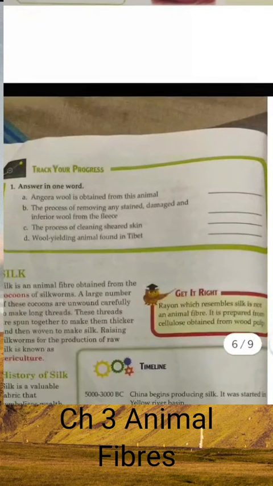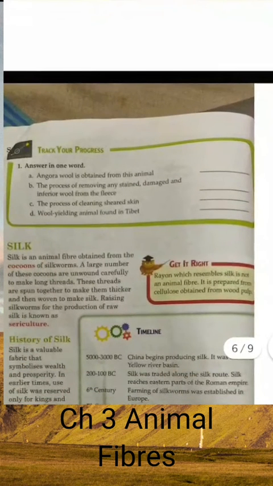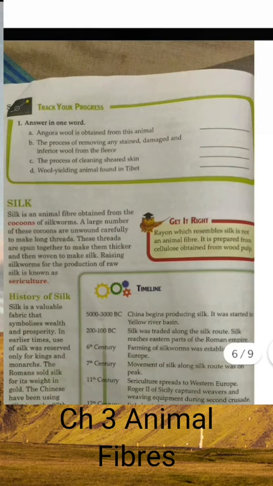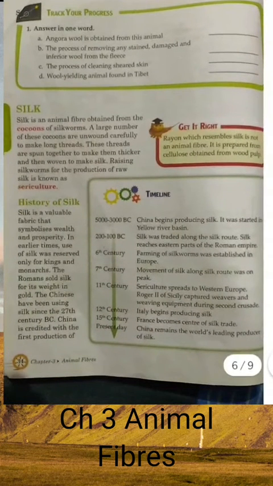Now starting on to the next topic, the next animal fiber that we have is silk, right? To get a brief idea, we get it from the cocoons of silkworms, right? What cocoons are, we will come to know shortly, but right now just remember they are obtained from the cocoons of silkworms. One more thing to remember is that when silkworms are reared in extremely large numbers for the production of silk, it is called sericulture. It is similar to agriculture, horticulture, or apiculture.